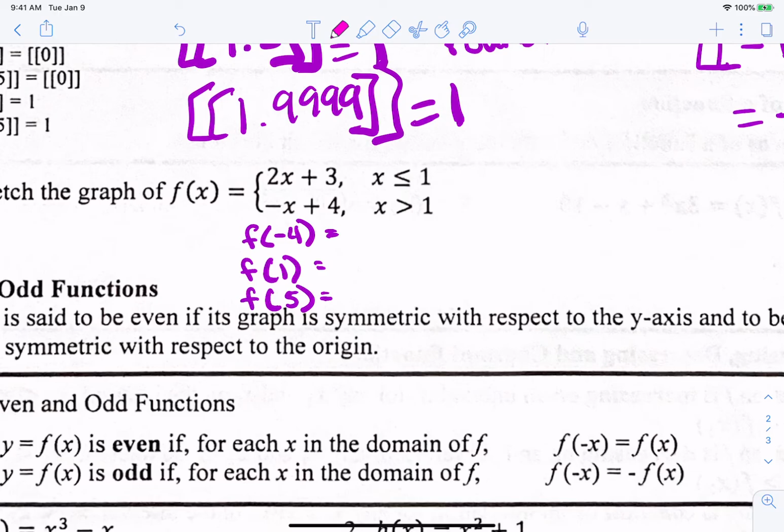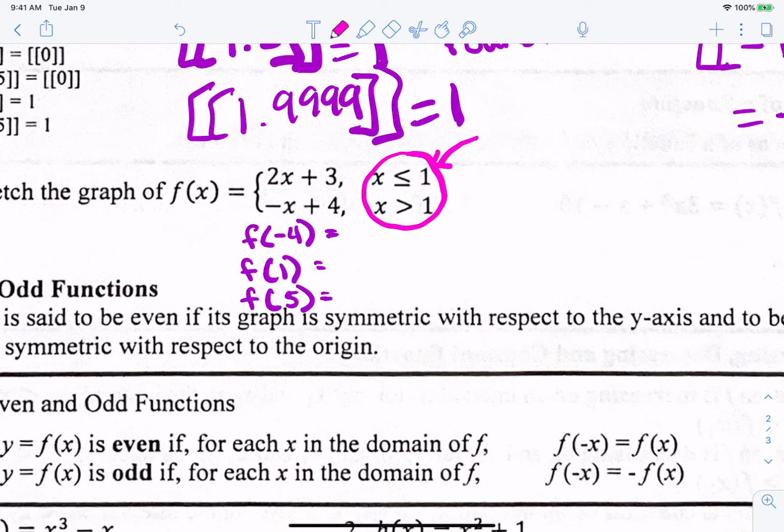Okay, so f of -4. What you do when you're determining this is you look at these two guys, which is the domain. So which of those top or bottom equations does -4 fit into? Does he go into the top one or does he go into the bottom one? Did we do this yesterday? Yeah, we did.